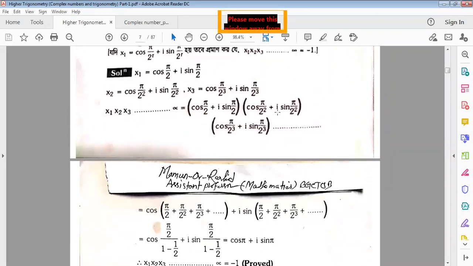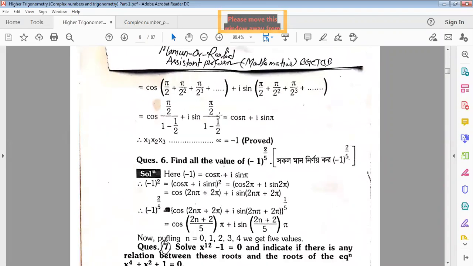Now from de Moivre's theorem we know that for the product of infinite terms, we can write cos of the sum of angles plus i sin of the sum of angles. By using de Moivre's theorem, it is cos of first angle plus second angle plus third angle plus dot dot, plus i sin of first angle plus second angle plus third angle plus dot dot for the sine. Now this is the infinite series.